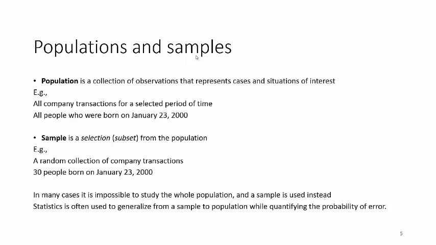Statistics is often used to generalize from a sample to a population, in a way that tries to make more general statements from what has been observed in the sample. Of course, the statement might not be 100% accurate. It contains errors. Statistics helps us to estimate the probability of error to see how accurate the statement is.